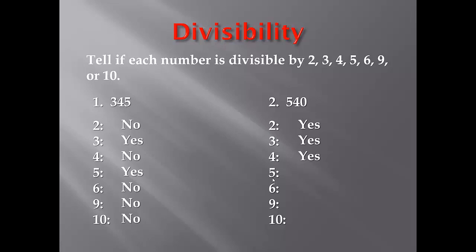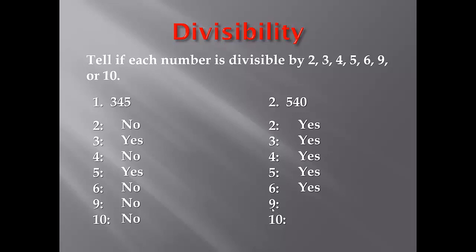Now we'll look at 5. Our rule for 5 is that it ends in a 5 or 0. This number ends in a 0, so 5 will work, so we say yes. For 6, we go back and look at our answers for 2 and 3. If both of them have a yes, then 6 will be yes. If one of them has a no or both of them have a no, then 6 will be no. 2 was yes, and 3 was yes. So that means that 6 is also yes. 540 can be divided by 6 evenly.